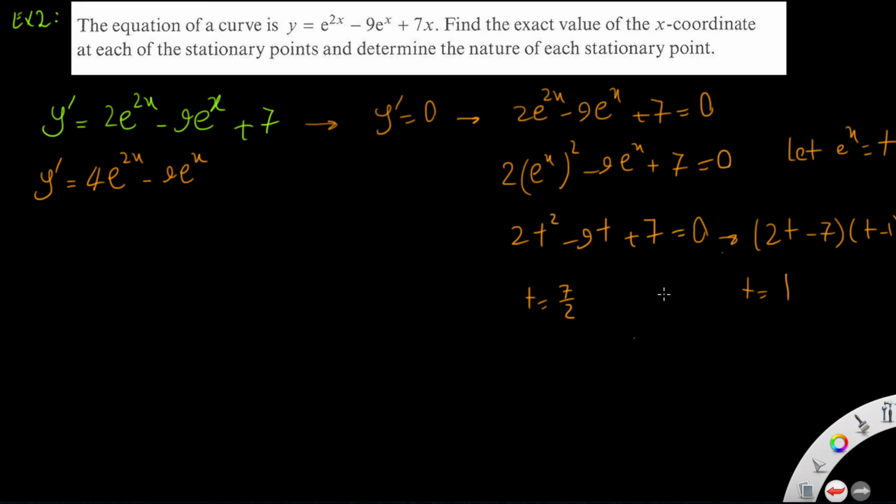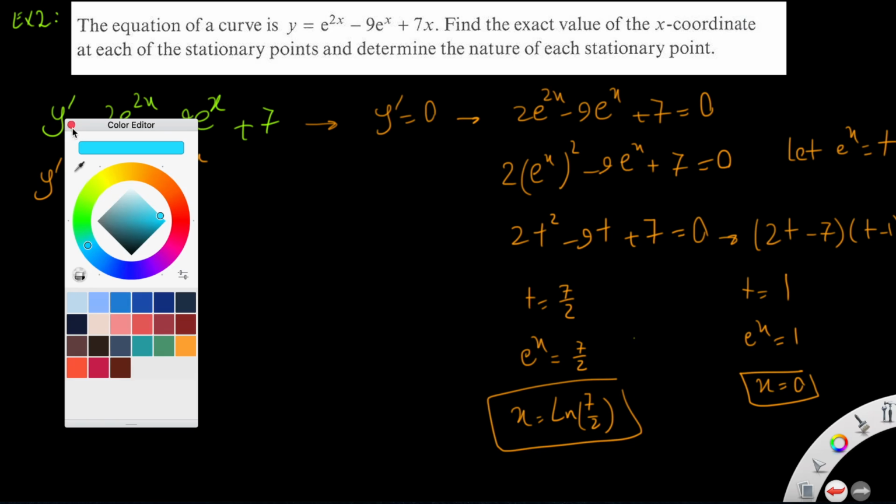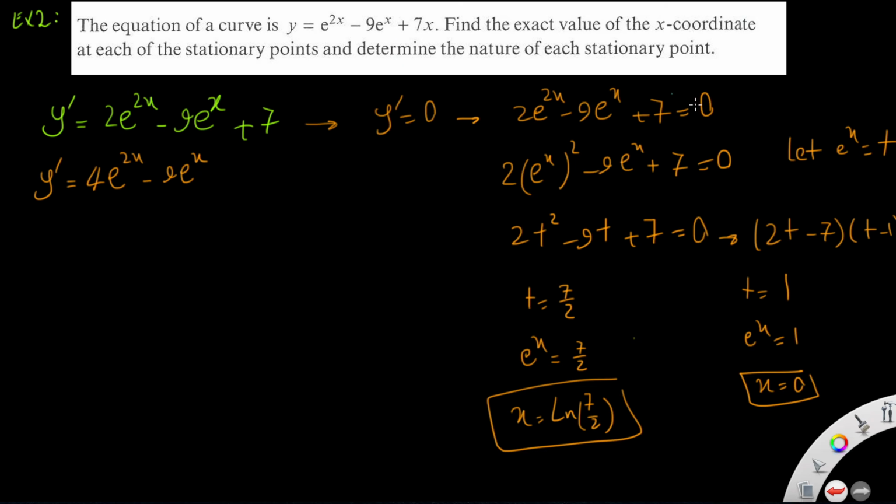Now t was e to the power of x, so e to the power of x is equal to 7 over 2, or e to the power of x is equal to 1. In this case, if you take ln of both sides, ln of 1 is 0, so x will be 0. And for the second one, x will be ln of 7 over 2. These are the x coordinates of the stationary points. Now we should see the nature of each stationary point.